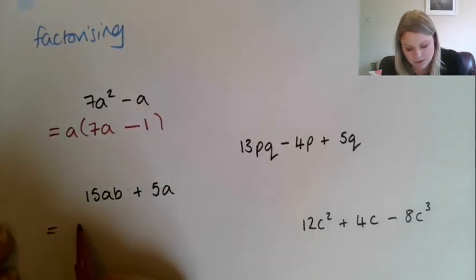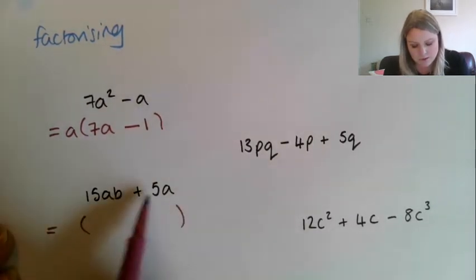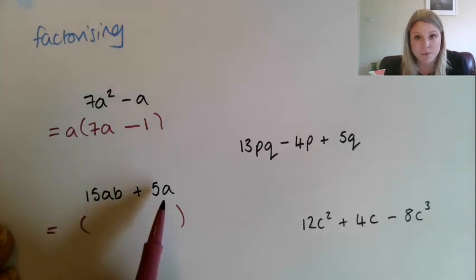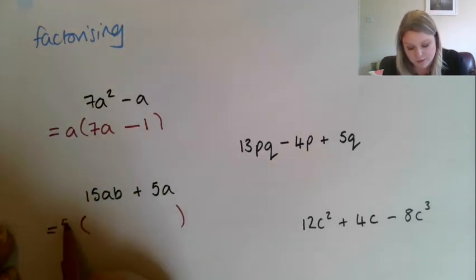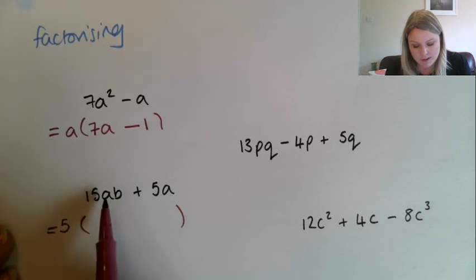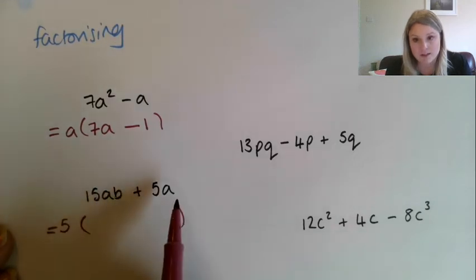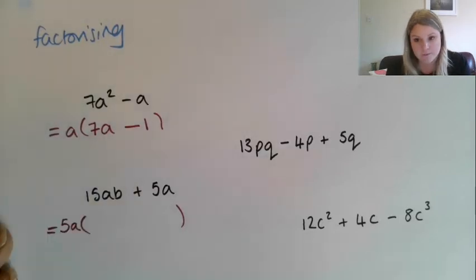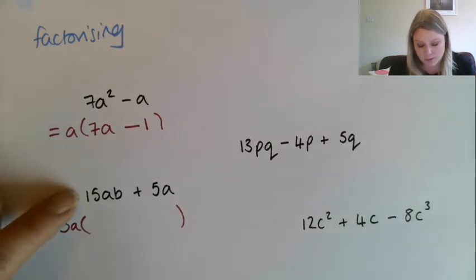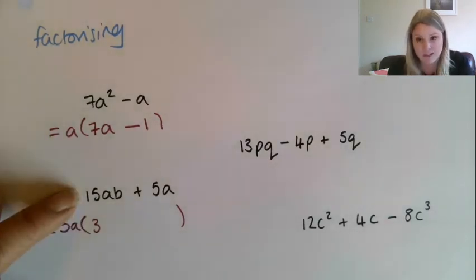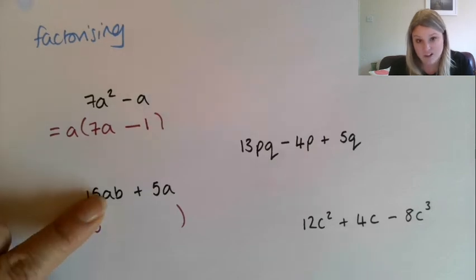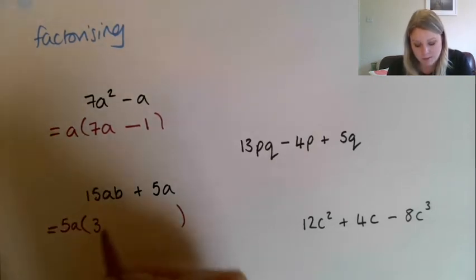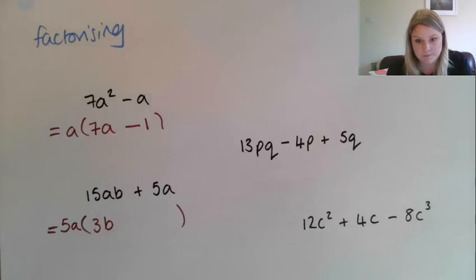So in this one here, look at numbers first of all. Well, 15 and 5 can both be divided by 5, so I'm going to bring 5 out of the bracket. Then if we look at the letters, we've got an A and a B here and just an A here. So A is the only thing that can come out. So 5A needs to be multiplied by what to give me 15AB? Well, 5 has to be multiplied by 3 to give me 15. A is there, it's fine. But we're going to have to multiply by B to give us that.